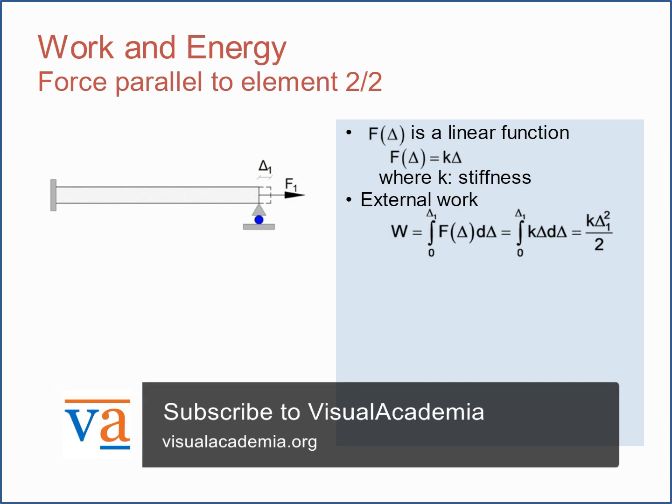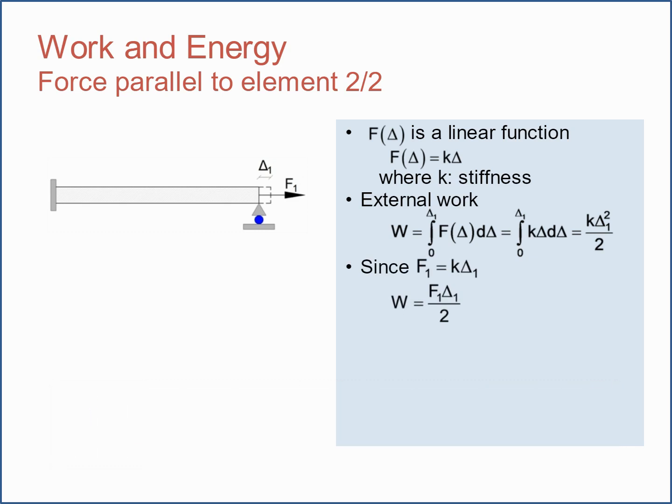Since F1 is equal to K times delta 1, the external work can be expressed as W equals F1 times delta 1 divided by 2. This is shown graphically in the bottom figure.